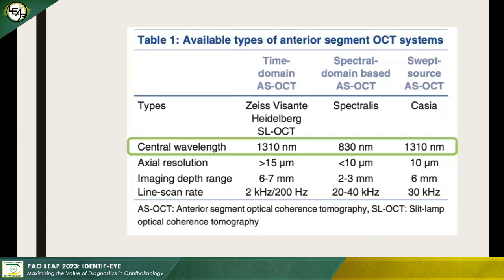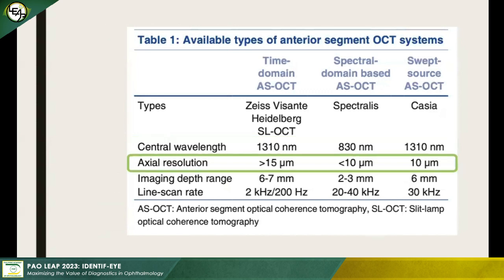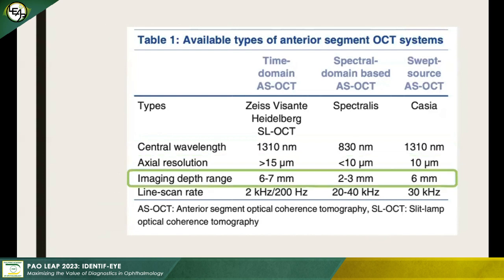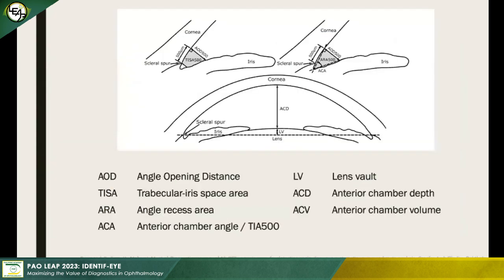Some of you might be familiar with some of these machines. There's the Heidelberg, there's the Spectralis. The difference in these three machines lies in their central wavelength, with the spectral domain OCT having a shorter wavelength or a higher frequency, which gives it a bit of better resolution. But as a trade-off, the depth isn't as good. It can only image up to 2 to 3 millimeters in depth.